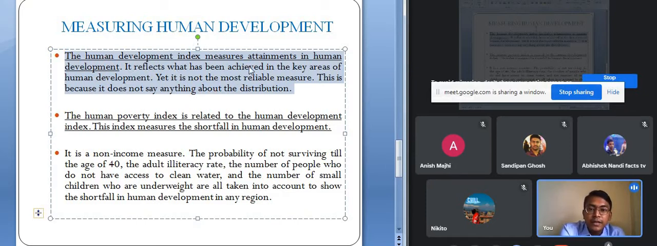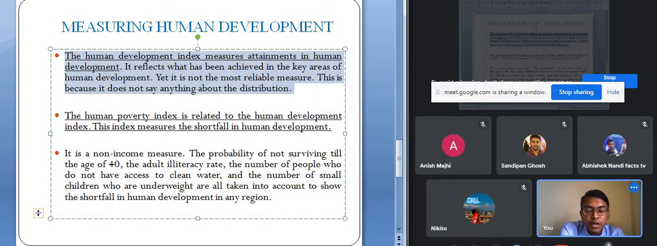So the Human Development Index measures attainment in human development. It reflects what has been achieved in the key areas of human development, yet it is not the most reliable measure. We basically measure the level of attainment, so it is not the most reliable measure to measure the level of human development. This is because it does not say anything about the distribution. It does not provide detailed information about the distribution, whether access to health, education and resources is distributed properly or not.